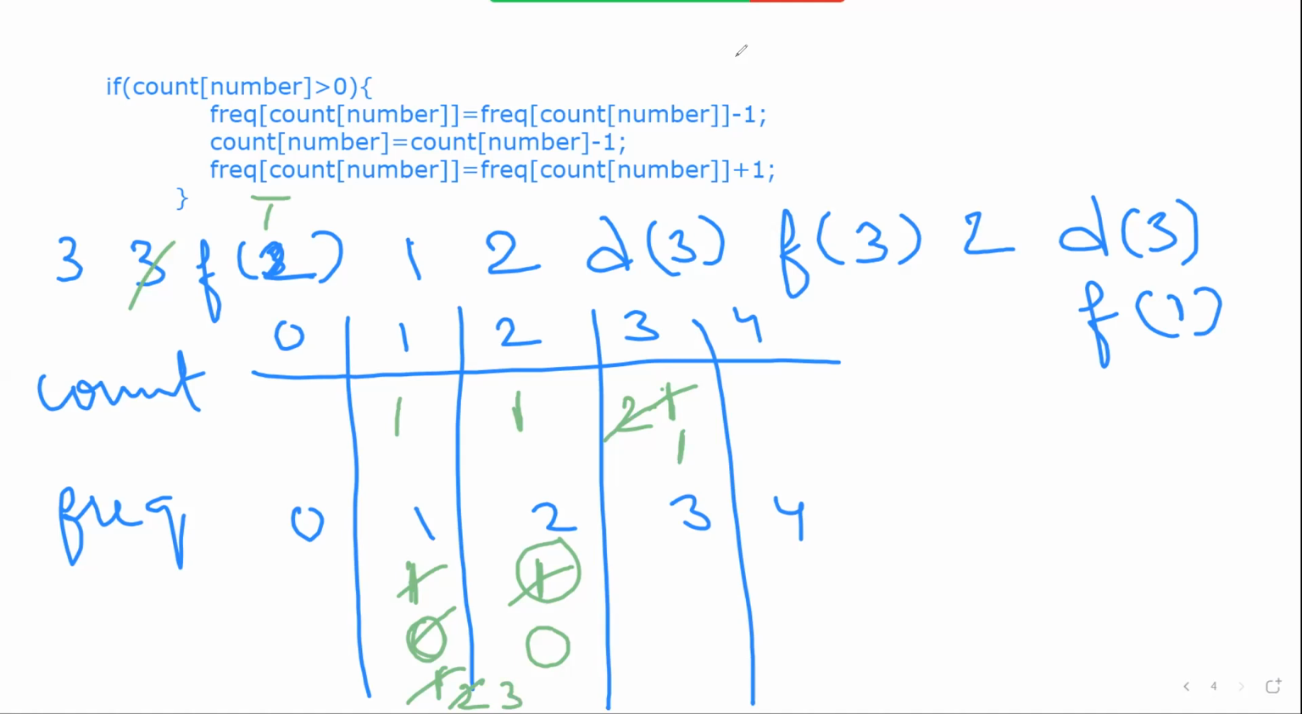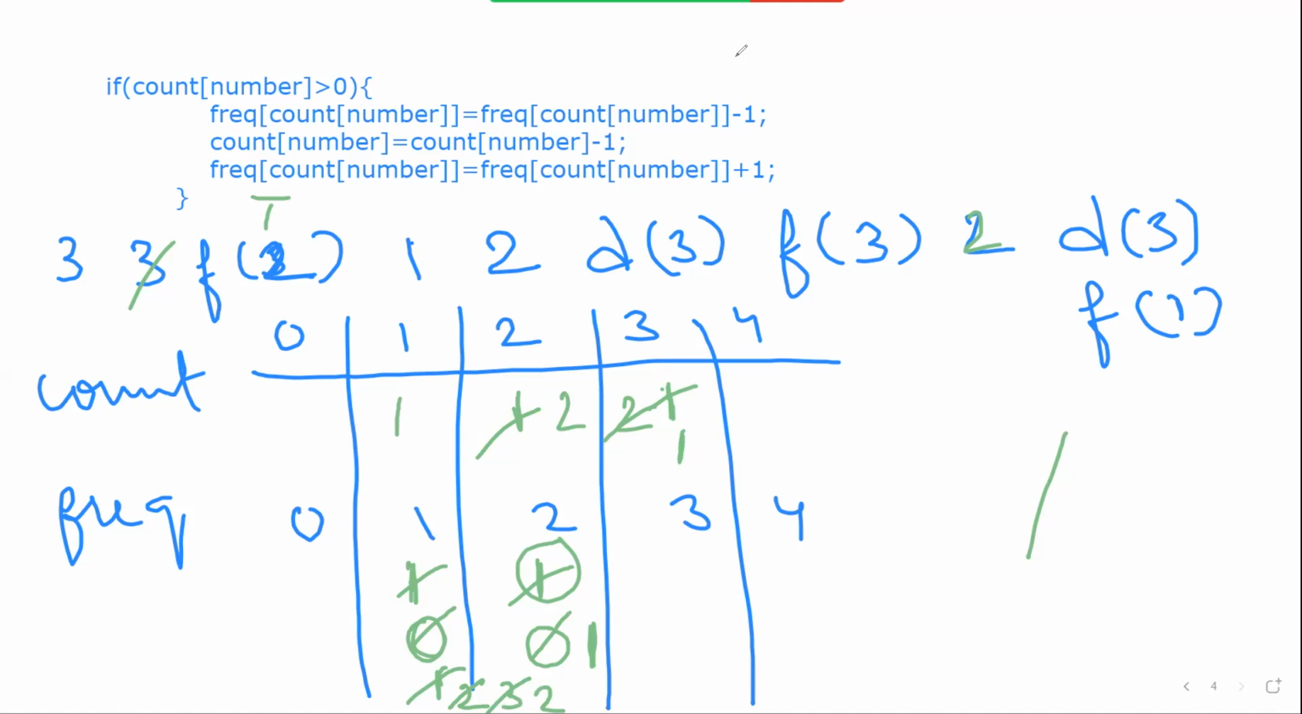Now again we are going to add 2. So count of 2 is greater than 0. First we will go to the frequency table and decrement it by 1, it will become 2. We will increment the count, it will become 2, and now we will update the frequency. Same. Now again they are saying to delete 3.